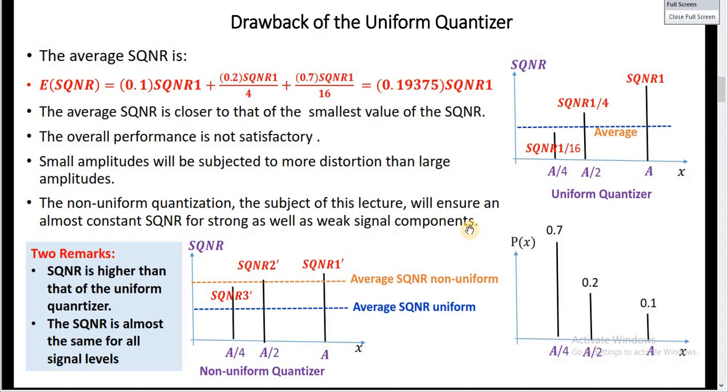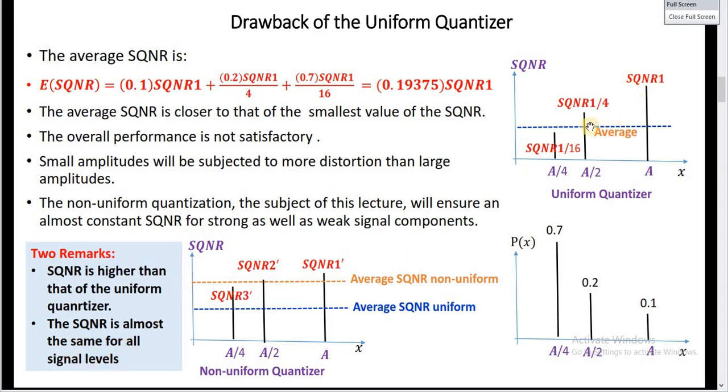There are two main advantages of the non-uniform quantizer. The first, the signal to quantization noise ratio is higher than that of the uniform quantizer. As we shall see, the average signal to quantization noise ratio of the non-uniform quantizer is higher than that corresponding to the uniform quantizer, meaning that there is an overall improvement in the signal to quantization noise ratio. And second, the signal to quantization noise ratio is almost the same for all signal components.